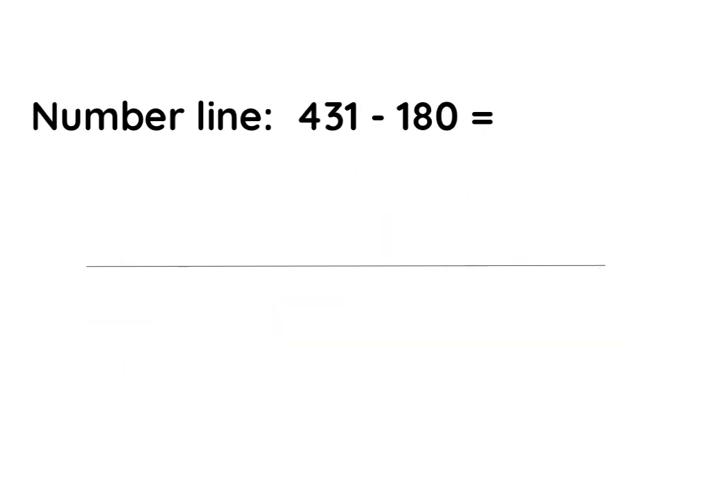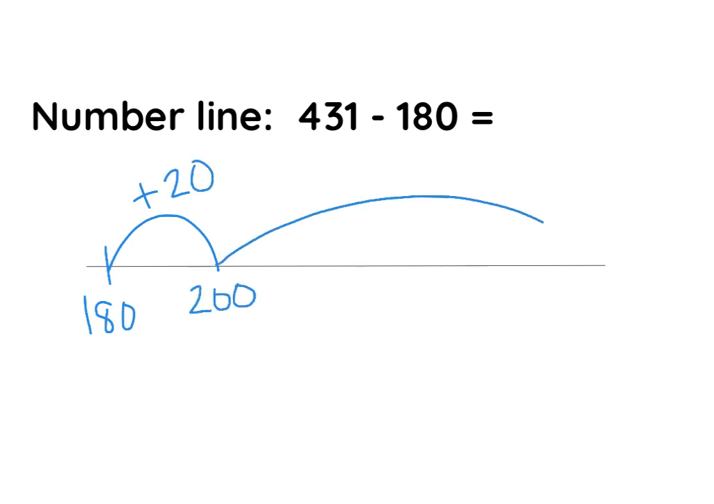431 minus 180. Well, this is really nice to get to 200 by just adding the partner. Now I'm going to jump all the way to 431 by adding 231. 231 plus 20 equals 251.